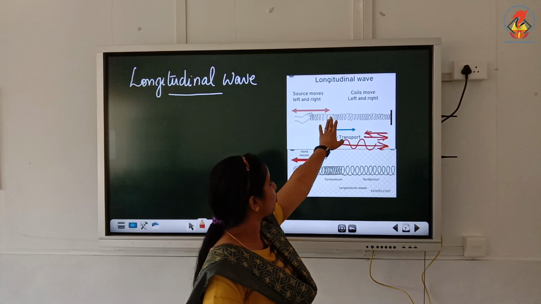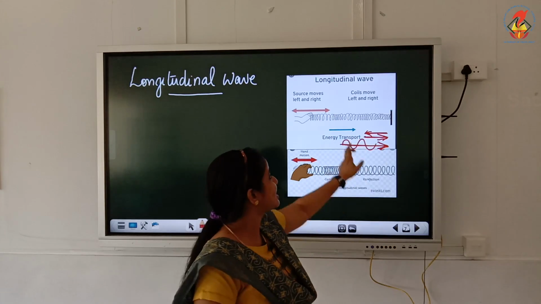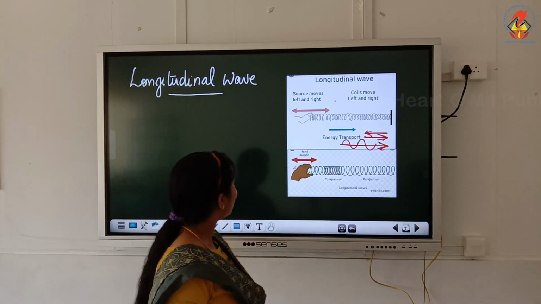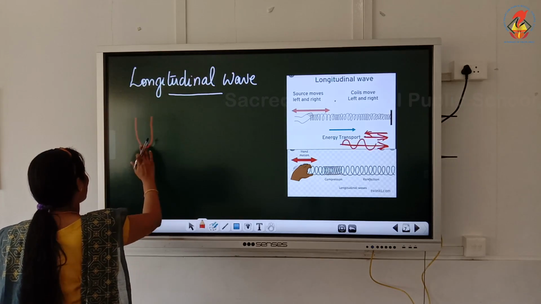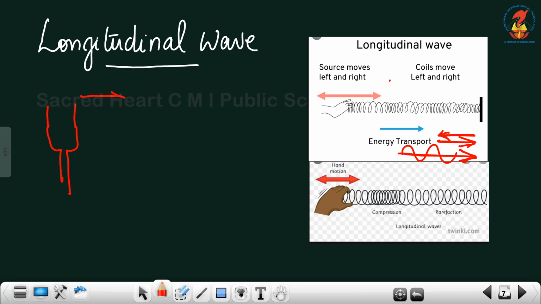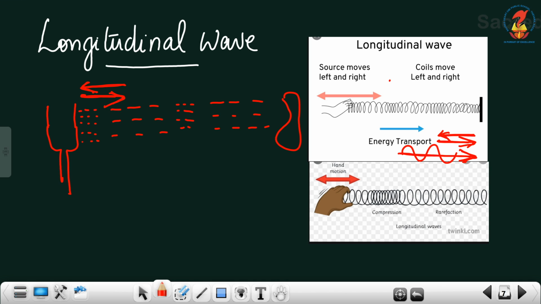An example of a longitudinal wave is the wave created by a slinky. The wave created by a slinky is just similar to the one created by a tuning fork. When a tuning fork vibrates in such a manner, the to and fro motion will be like this, and a wave will be created in this manner, and finally it will reach the listener.